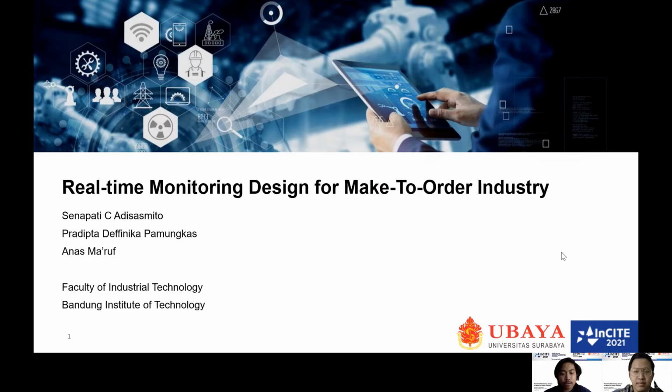Thank you very much for your time and willingness to listen to our research about real-time monitoring design for the make-to-order industry. In today's session, the discussion will be divided into four main sections, which start from the introduction, followed by the research methods, the implementation, results, and also final conclusions.